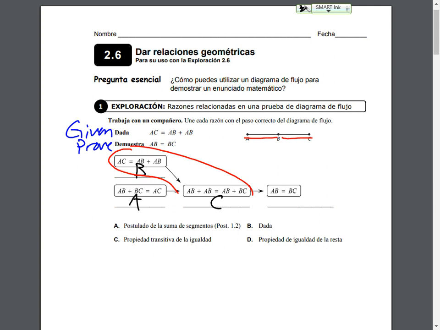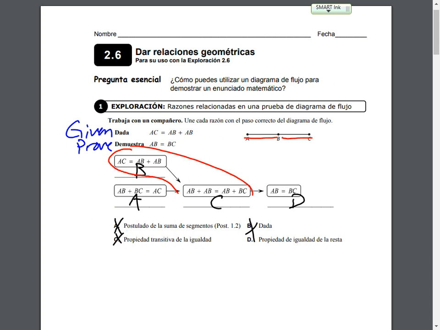And then, that last step, what did we do? Well, there's really only one more option, right? We got rid of A, C, and B. It's the subtraction property, sorry, D. And what did we get rid of? We just got rid of an AB on both sides. We subtracted. Okay, there's your Spanish lesson.